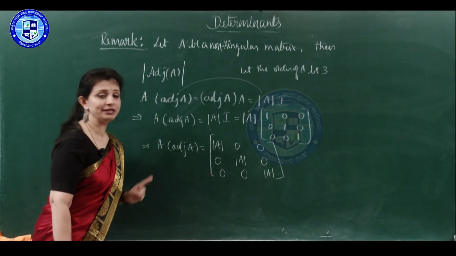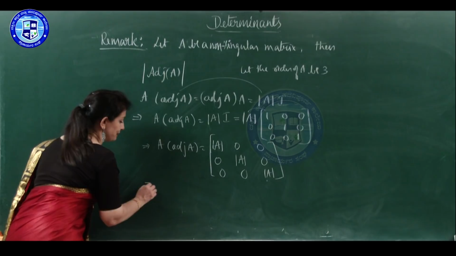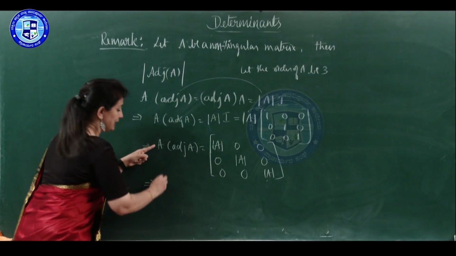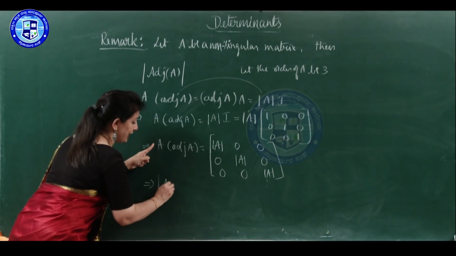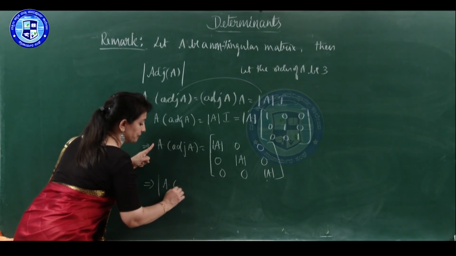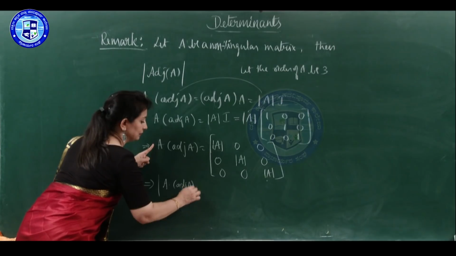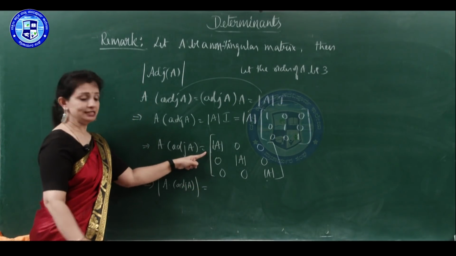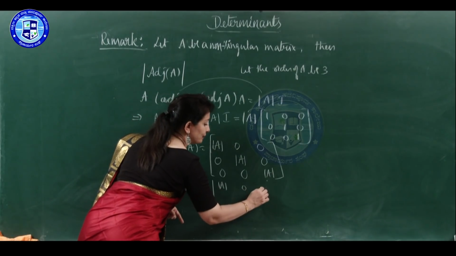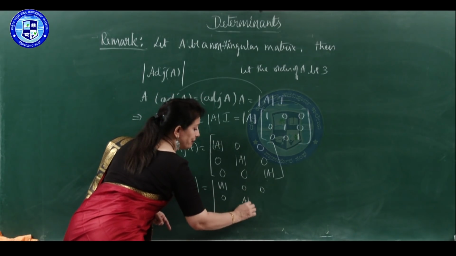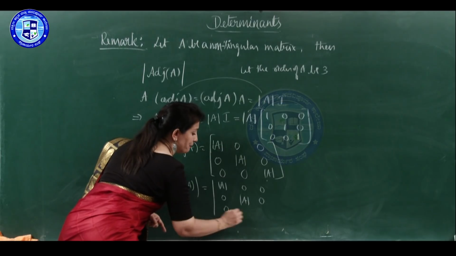Now, apply determinant on both sides. Is it possible to apply determinant? Yes. Here when you apply determinant, it is determinant of A into adjoint A, and here the determinant value is the determinant of the matrix with determinant A on the diagonal and 0 elsewhere. Remember, this determinant A is a number.